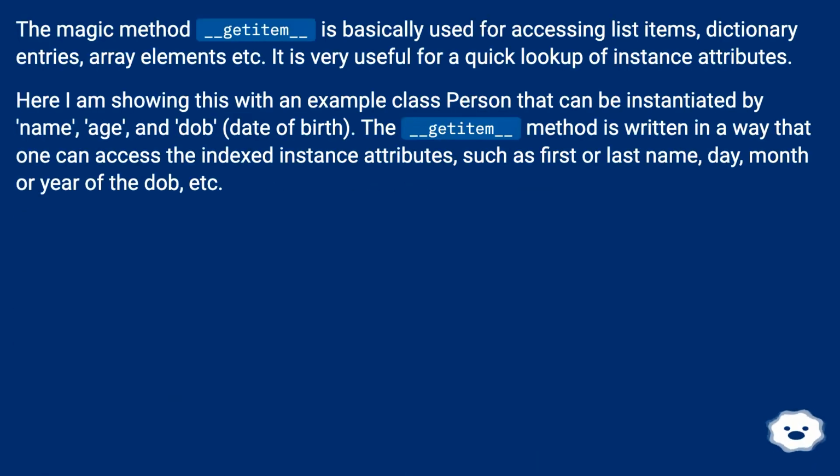The magic method __getitem__ is basically used for accessing list items, dictionary entries, array elements etc. It is very useful for a quick lookup of instance attributes. Here I am showing this with an example class Person that can be instantiated by name, age, and DOB, date of birth. The __getitem__ method is written in a way that one can access the indexed instance attributes, such as first or last name, day, month or year of the DOB, etc.